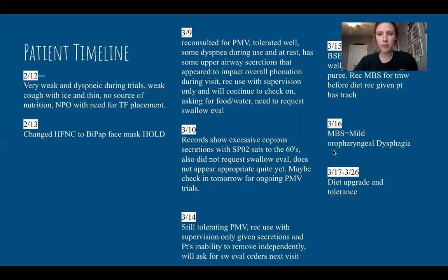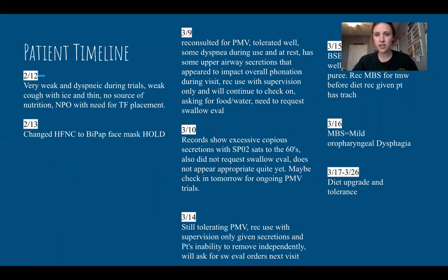So this is her timeline. This first part right here on the 12th, that's the part we just went over. She was not a candidate for PO, and so she got a feeding tube. And then all of a sudden she was placed on the BiPAP machine for respiratory reasons. And so in that case, she's not appropriate to see us. So we put her on hold.